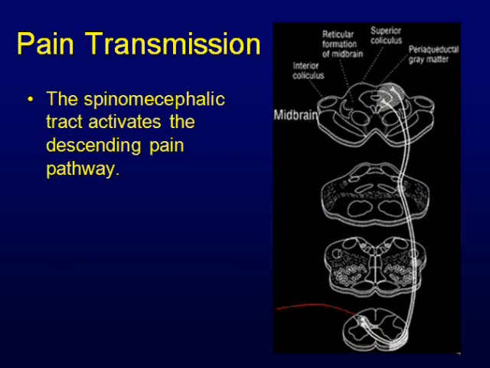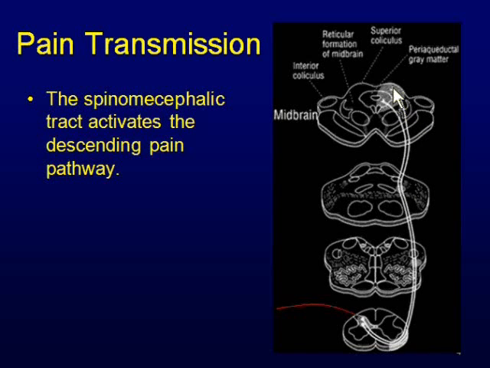Now, the spinal mesencephalic tract is going to activate your descending pain pathway. You'll have the painful stimulus come into the dorsal horn. It will synapse with a second order neuron. That second order neuron of the spinal mesencephalic tract will then go up to the locus ceruleus or the periaqueductal gray.